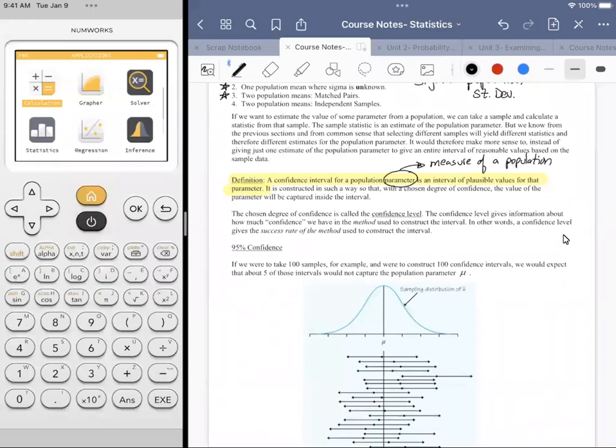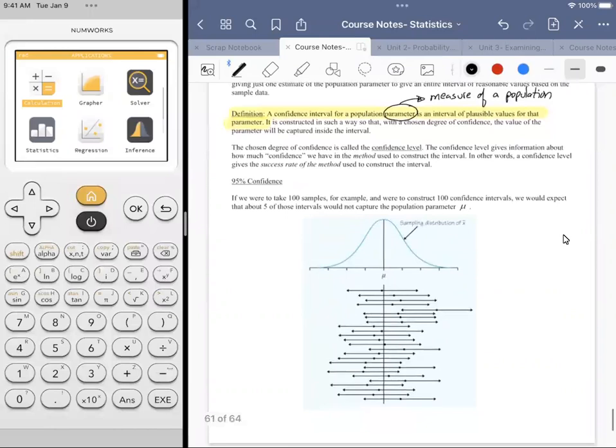What we're going to do is estimate with a certain degree of confidence. For example, 95% confidence. What that tells us is that if we were to take 100 samples, then we would expect about 95 of those to capture the true population parameter. In this case, we're going to start off talking about mu, the population mean, which would mean that about 5 of them would not capture it.